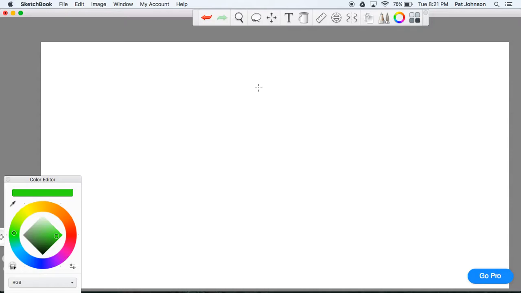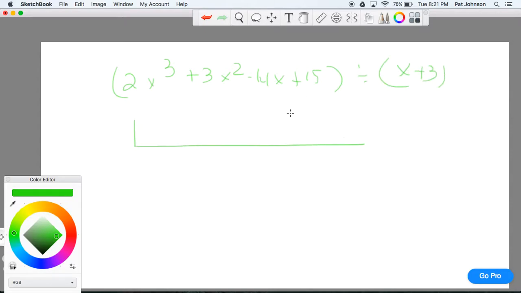Okay, so let's practice. Let's use synthetic division and do 2x cubed plus 3x squared minus 4x plus 15. We're going to divide that by x plus 3. So we simply write our box. Is it in degree order? Yes, so it's 2, 3, minus 4, and 15. Since it's x plus 3, I have to equal it to 0. I get x equal negative 3. So negative 3 is going to go here.